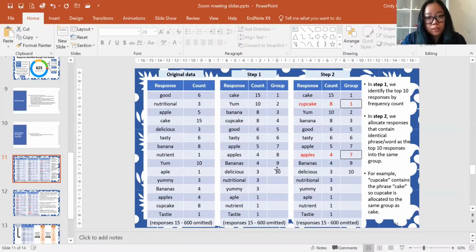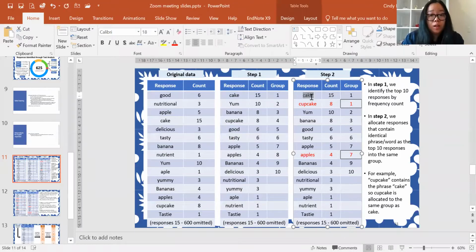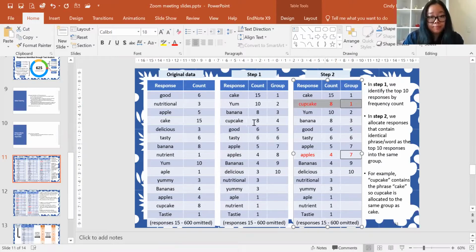After it has sorted the top 30 responses, which here we only use the top 10, you move on to the next step, which is step 2. In step 2, it basically searches from top to bottom. Cake has the highest frequency, so it searches for any responses in the remaining 600 responses for the word cake. If it has this word, it will allocate it to the same group. For example, cupcakes used to be number 8 in the frequency. It was the 4th most common one. Now it's allocated to the same group because this word appears in it.